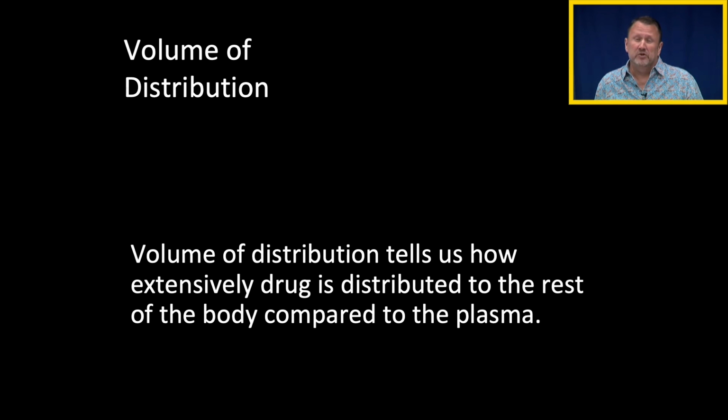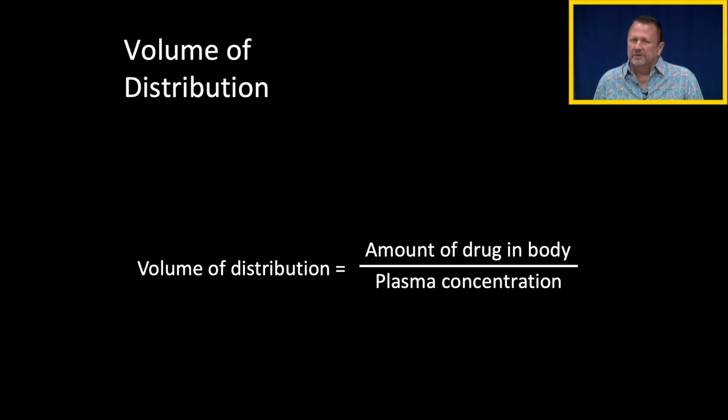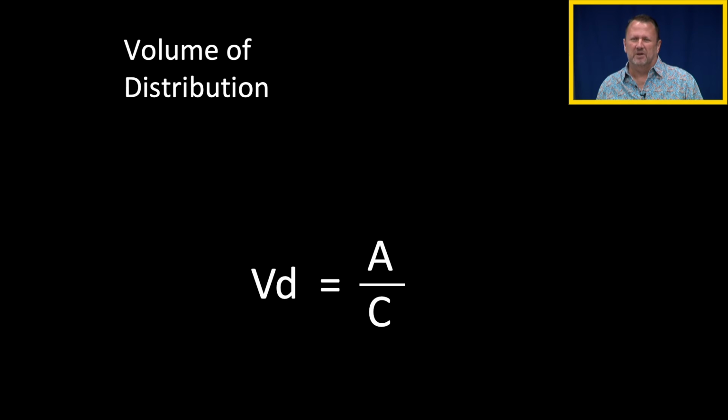So the volume of distribution tells us abstractly how extensively the drug is distributed to the rest of the body compared to the plasma. If the volume of distribution is very small, then the drug remains in the plasma. If the volume of distribution is very large, that means it's being pulled out of the plasma. And so there's an equation for that. The volume of distribution is equal to the amount of drug in the body over the plasma concentration. And we can abbreviate the volume of distribution just like that.